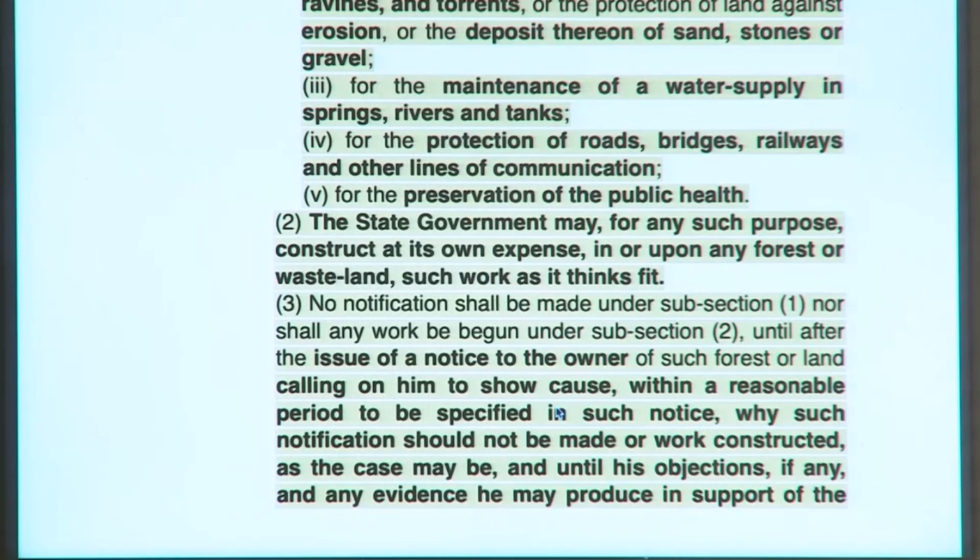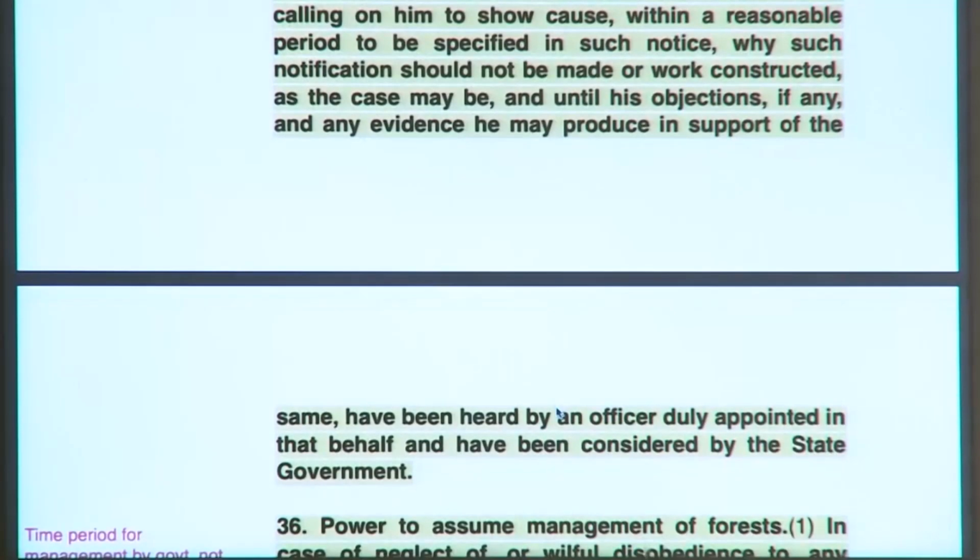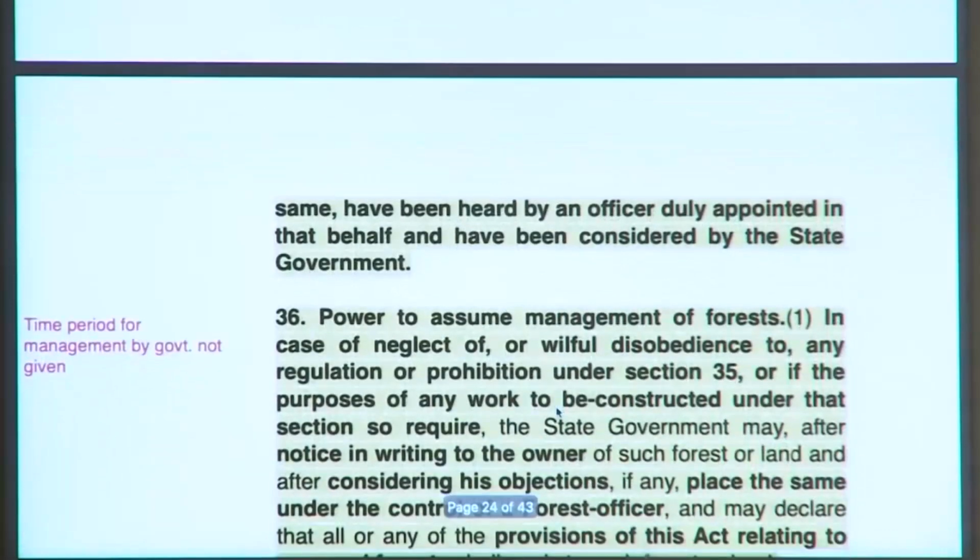No notification shall be made under subsection 1, nor shall any work be begun under subsection 2 until after the issue of a notice to the owner of such forest or land, calling on him to show cause within a reasonable period to be specified in such notice, why such notification should not be made or work constructed, as the case may be, and until his objections, if any, and any evidence he may produce in support of the same have been heard by an officer duly appointed in that behalf and have been considered by the state government.